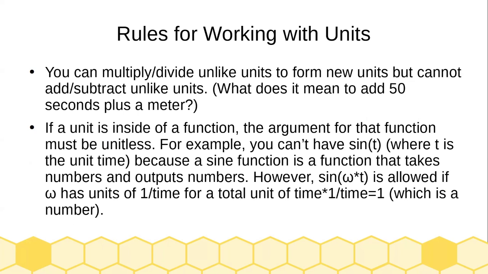If a unit is inside of a function, the argument for that function must be unitless. For example, you can't have sine of t where t is the unit of time, because the sine function is a function that takes numbers and outputs numbers. However, sine of omega times t is allowed if omega has units of 1 over time, for a total of units of time times 1 over time equals 1, which is a number.